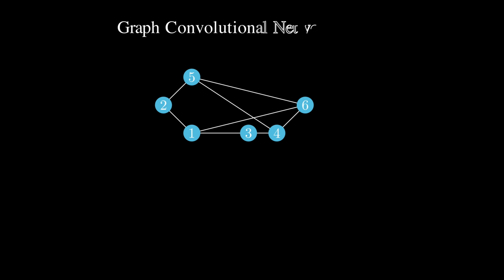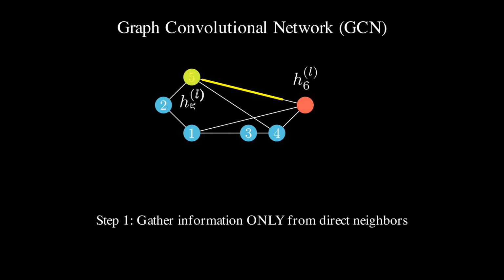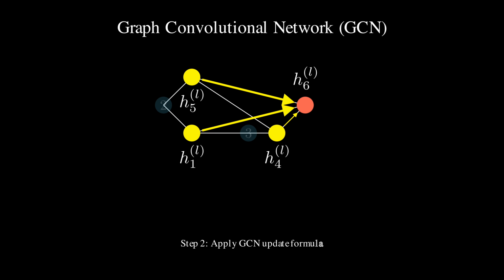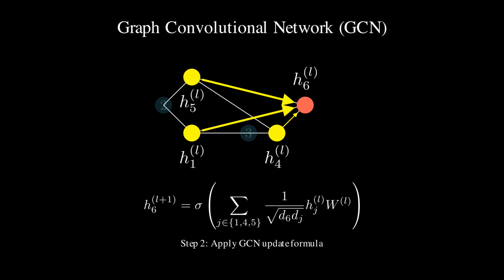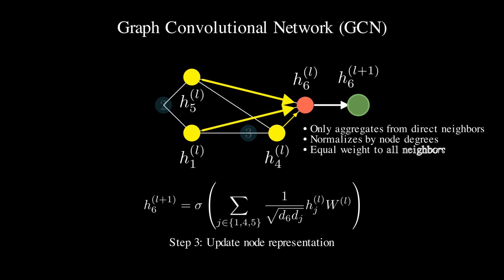Now, there are several popular GNN architectures. One of them is the Graph Convolutional Network, or GCN. For instance, in this graph, when we focus on node 6, it only aggregates information from its direct neighbors, nodes 5, 4, and 1. And this formula shows us how we weight each neighbor's contribution. h_6 at layer L plus 1 equals sigma of the sum over all neighbors j of 1 over the square root of d_6 times d_j, times h_j at layer L times W at layer L. This normalization by node degrees helps balance information from neighbors with different connectivity.